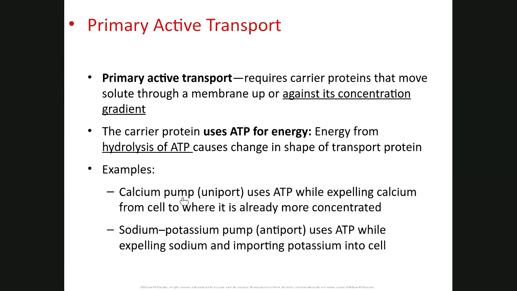Some examples. Don't worry about the details of these right now, except for the bottom one, because we're about to focus on it. The calcium pump is an example of a uniport. We'll talk more about that when we talk about muscle, so don't worry about that right now. The sodium potassium pump is the one we worry about right now and all the time for the rest of the class. It is classified as an antiporter, or antiport, which means we're simultaneously transporting two different entities in opposite directions: sodium one way and potassium the other way.